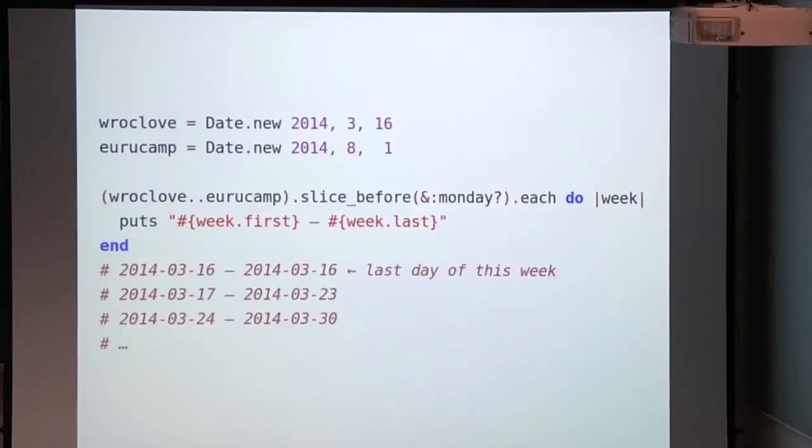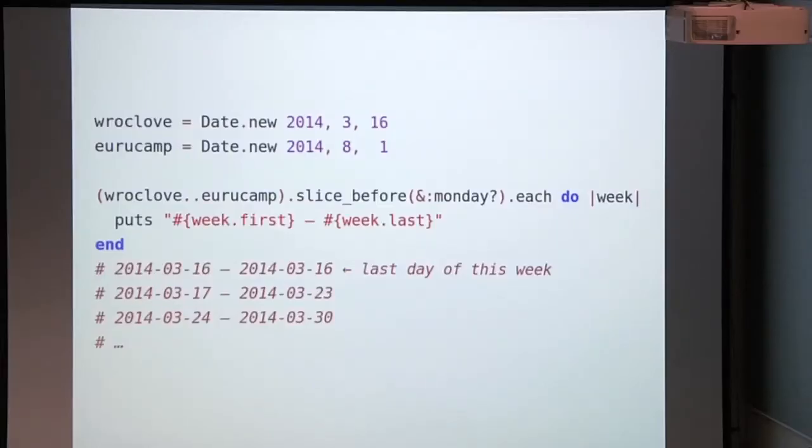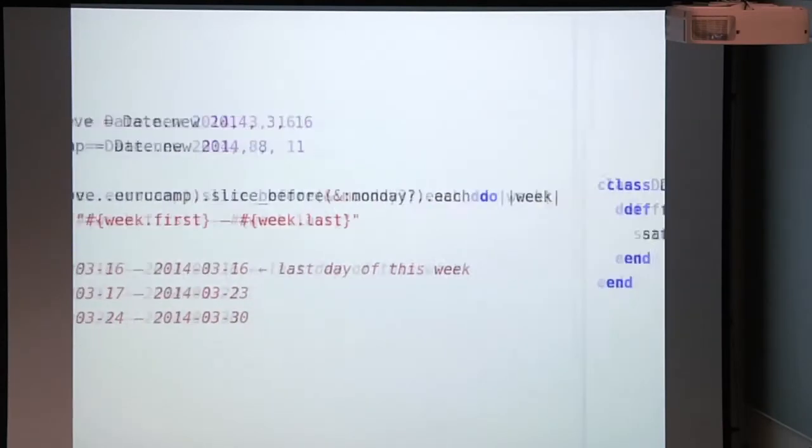Next, slice_before. If you want to have all the weeks from today until Eurocamp, you can run slice_before, and you will get an enumerable of weeks. And you can see that the weeks are from the first day of the week till the end. Today is Sunday, so the first week is just for today. The next week starts tomorrow and ends on the next Sunday.